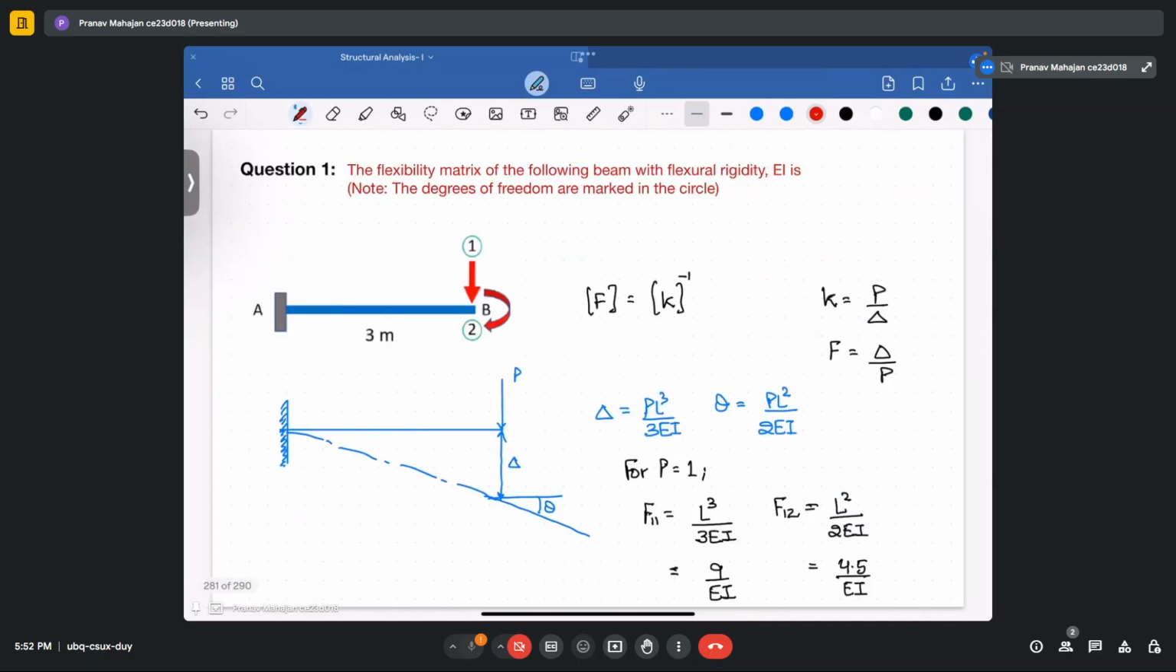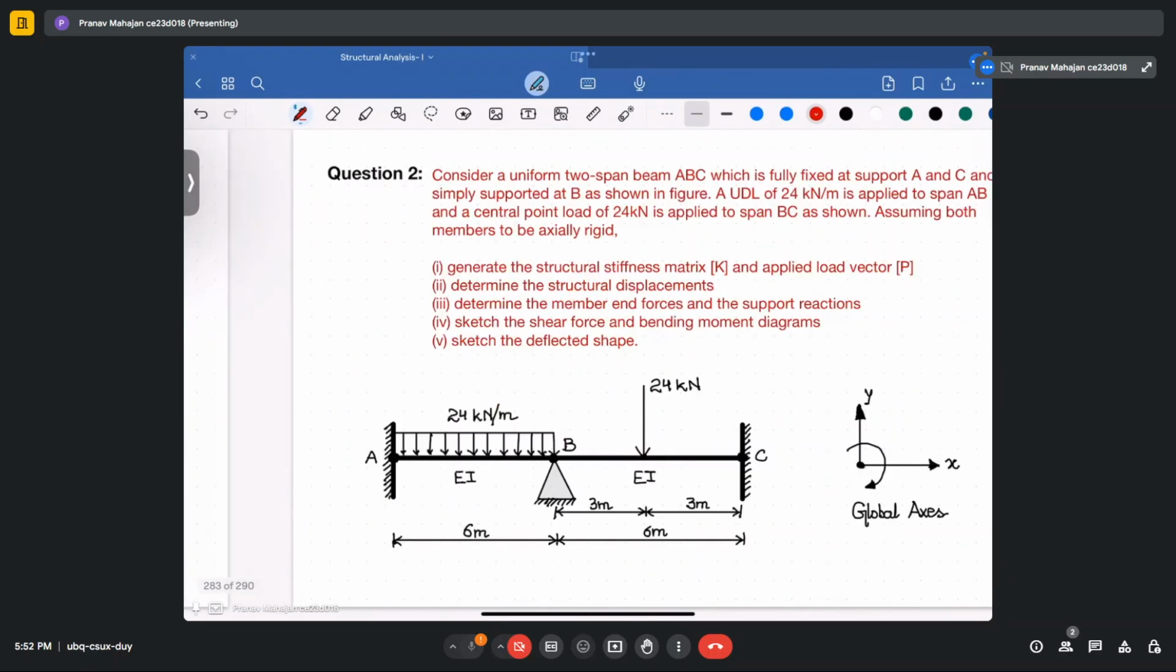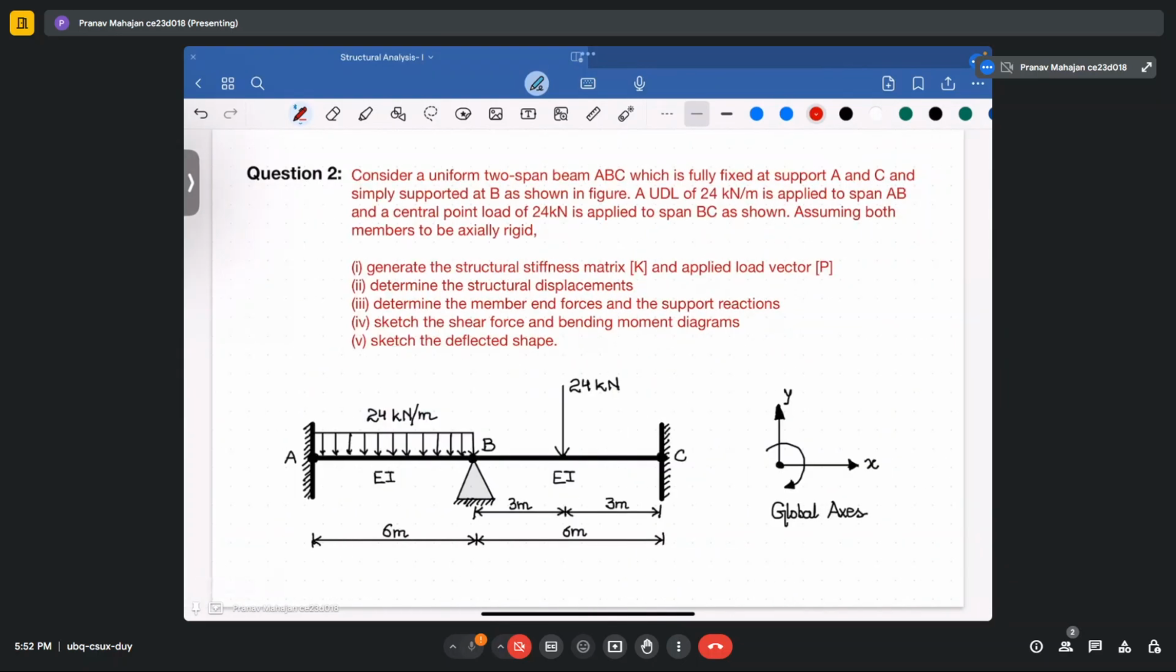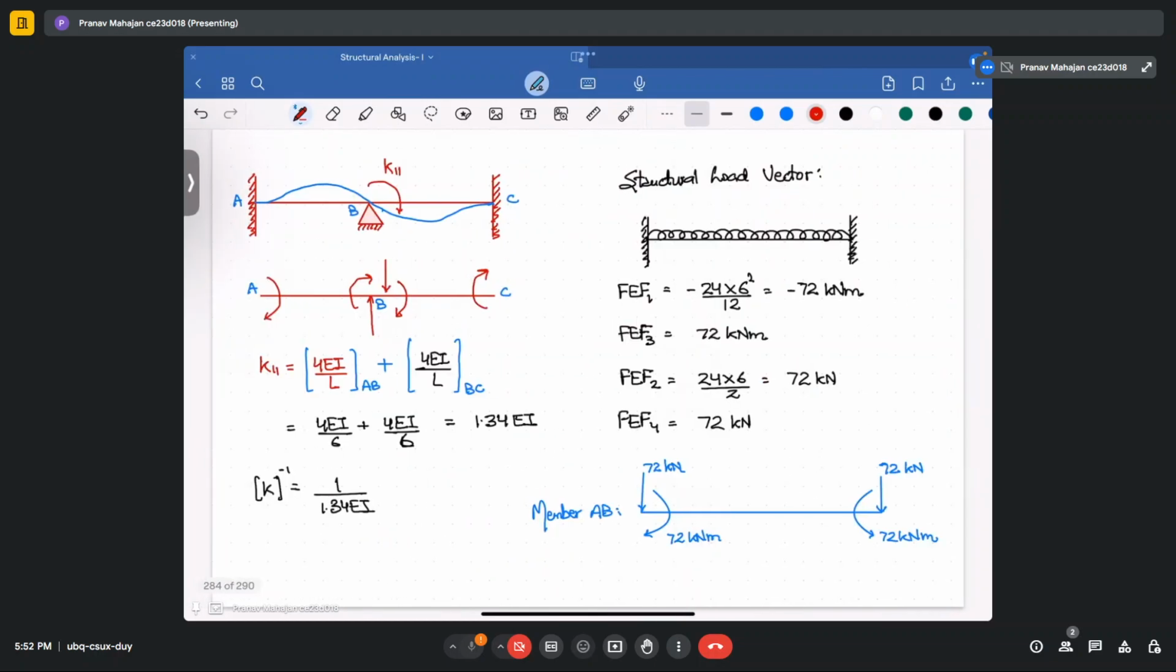Then we solved one question related to the flexibility matrix, and one big question related to determining the structural stiffness matrix, then the applied load vector, and then fixed end forces for each member. Then we determined the structural displacement as well as the member end forces and their support reactions, and finally their shear force as well as the bending moment diagram.